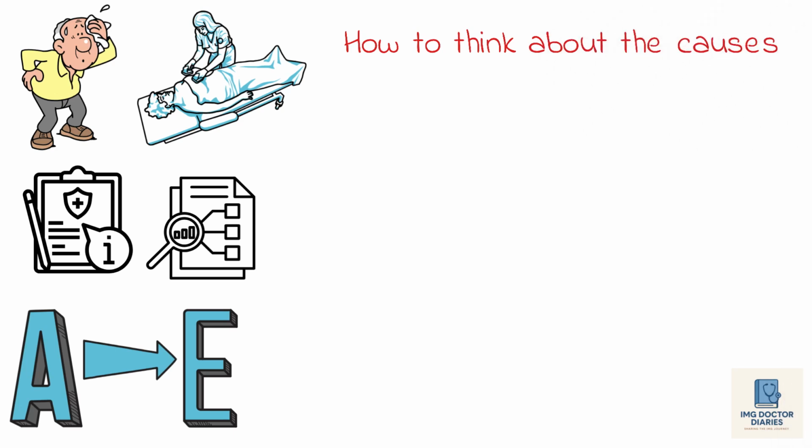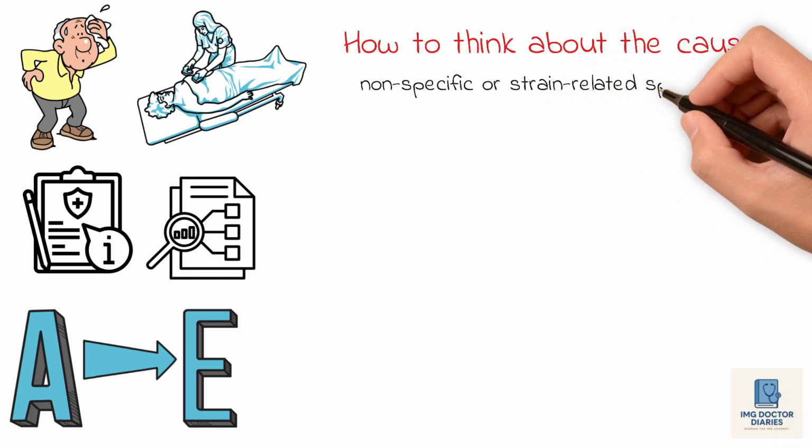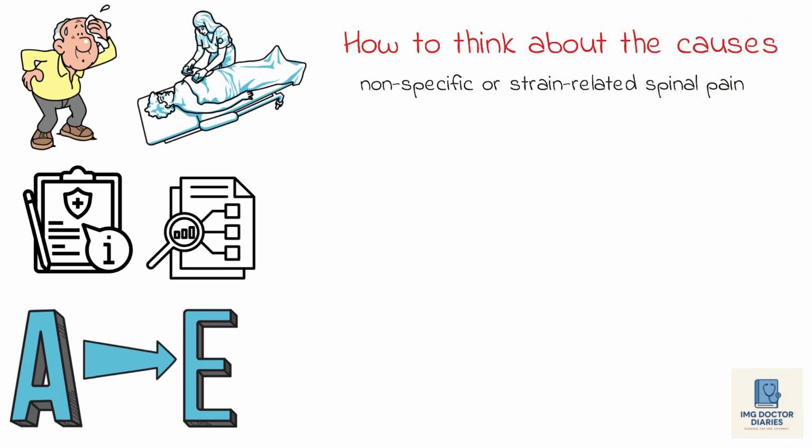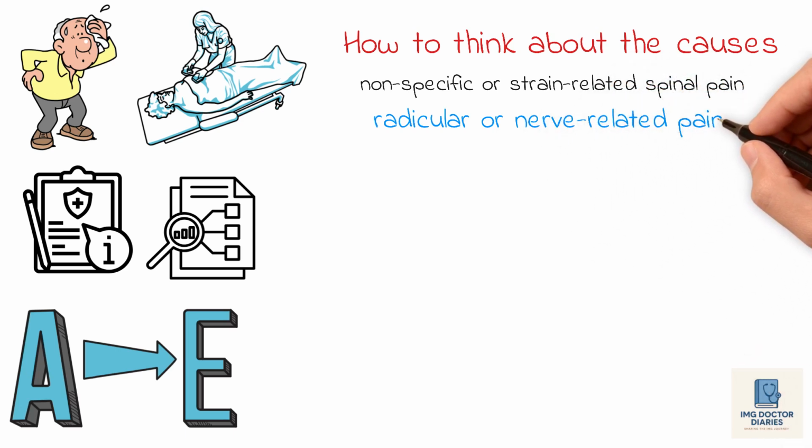How to think about the causes. Before you even go into the detail of the history and examination, it helps to organize the possible causes in your head. One group is the more common non-specific or strain-related spinal pain. This is often linked to movement, awkward positioning, chronic degeneration, or a flare of pre-existing pain. Another group is radicular or nerve-related pain, where the pain radiates, often down the leg, and may suggest nerve root irritation, usually from a disc problem.